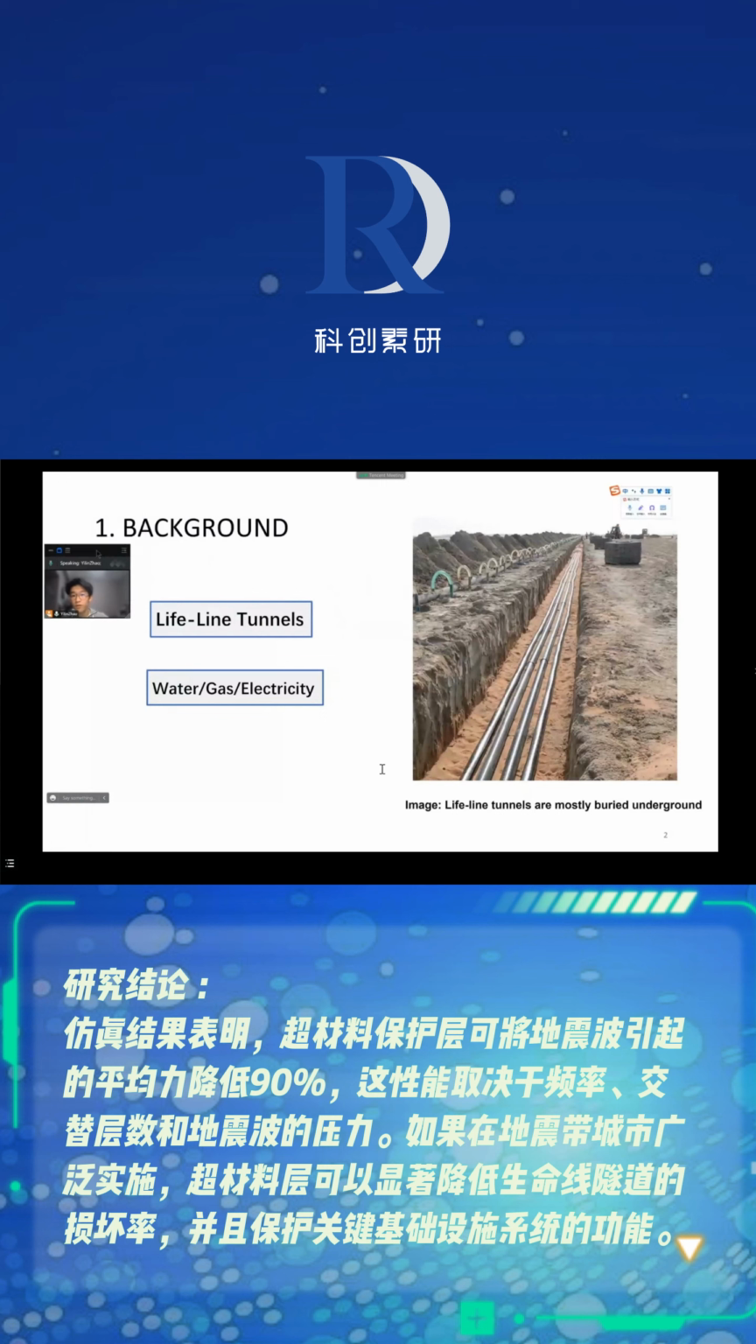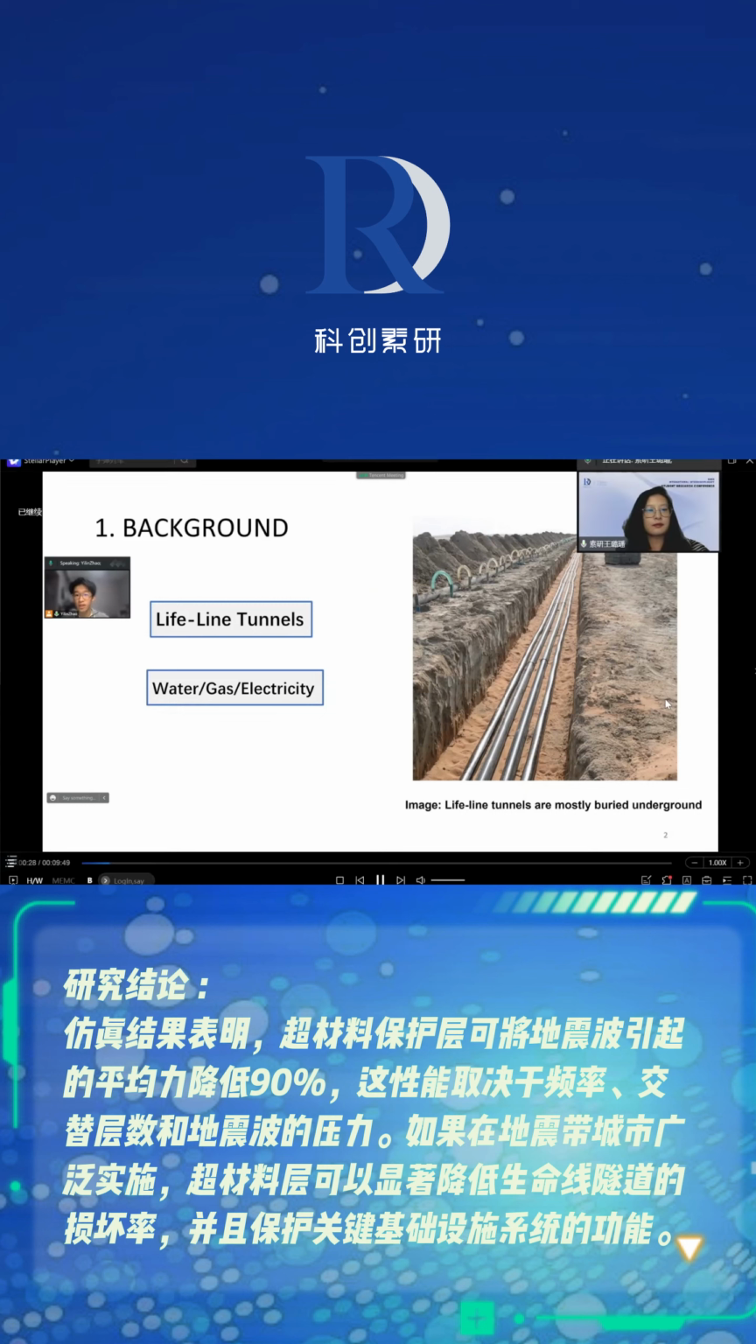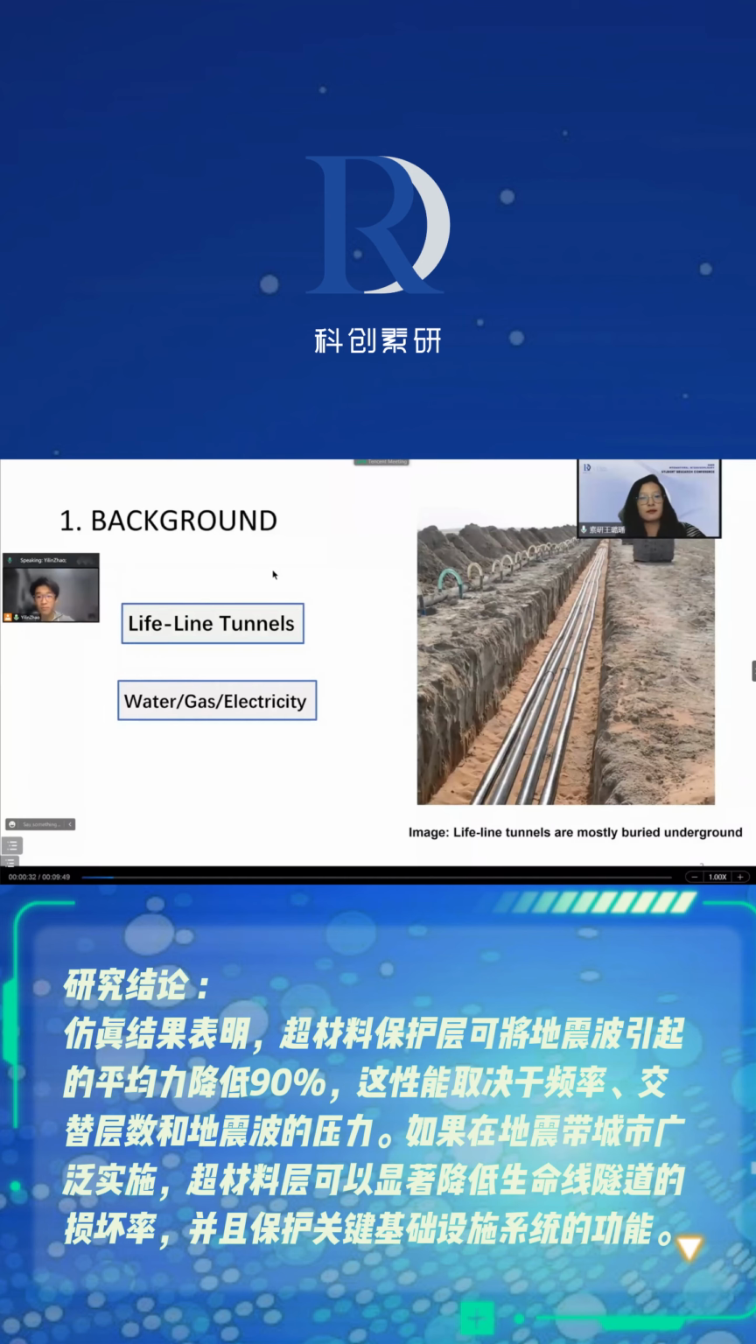So first, to the underground, we need to learn what lifeline tunnels in cities are. In fact, it is a very easy concept. The lifeline tunnels refer to the tunnels that carry water, gas, or electricity under the city.